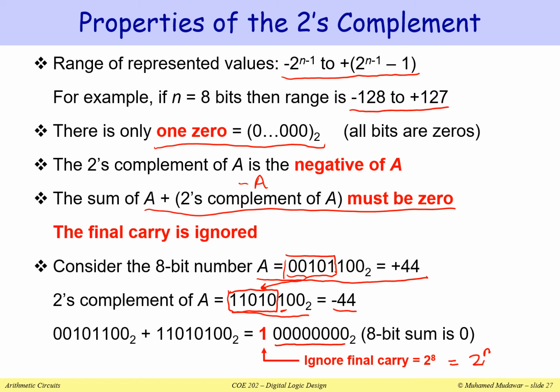So this is plus 44. This is minus 44. And the result is 0. This is great. Okay, so therefore, if you take a and then you add to it the 2's complement of a, which is negative a, you should really get a 0. You will get a carry, but this carry is ignored.